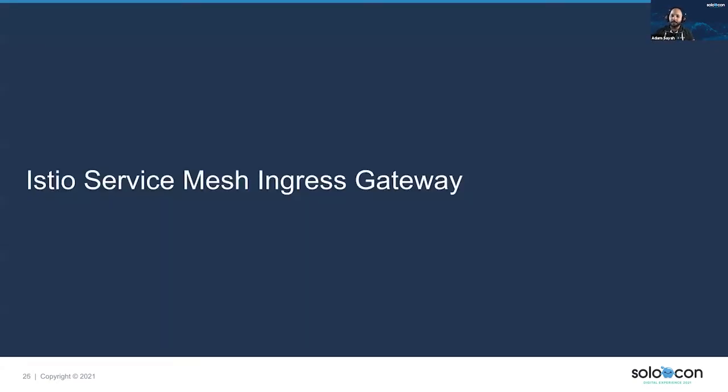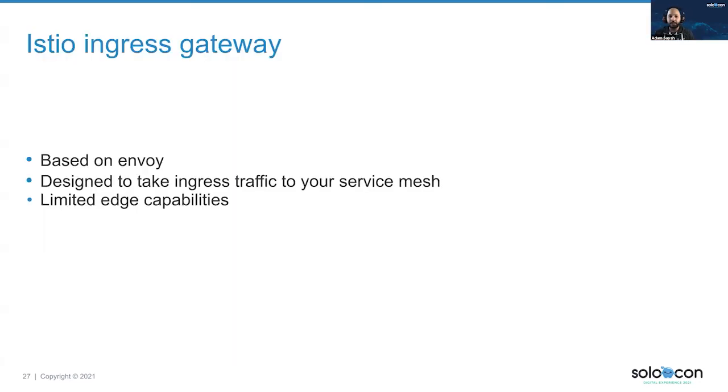As an example of how to actually implement that, let's take an example of a service mesh, and the most famous one is Istio. Istio has an ingress gateway. We're going to compare it to Gloo Edge in terms of edge capabilities, and then we're going to see how to use them together in this presentation.